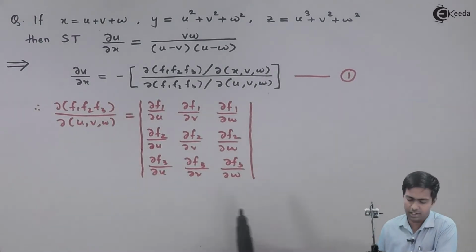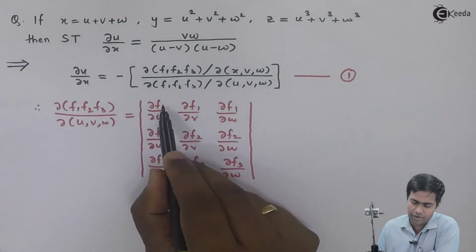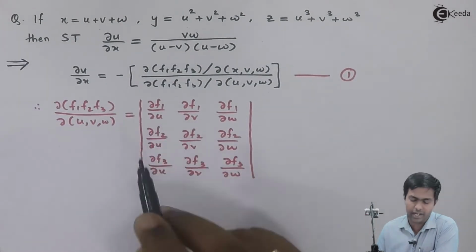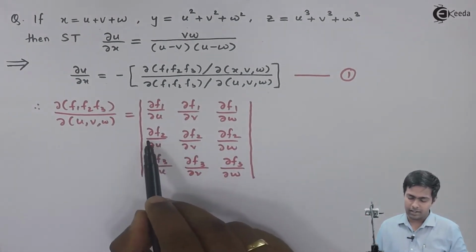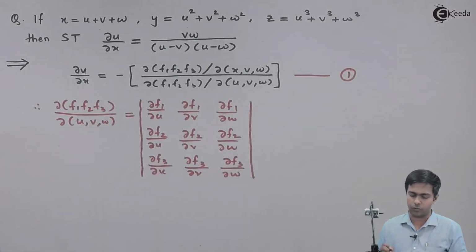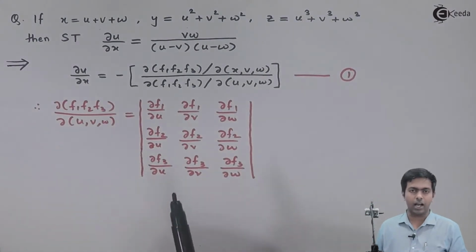Now let's find the value of each and every partial differentiation. So what is ∂f1/∂u? To find this, we want the value of f1. Similarly, to find the second row, we want the value of f2, and to find the third row, we want the value of f3. So first of all, I'll find the values of f1, f2 and f3.